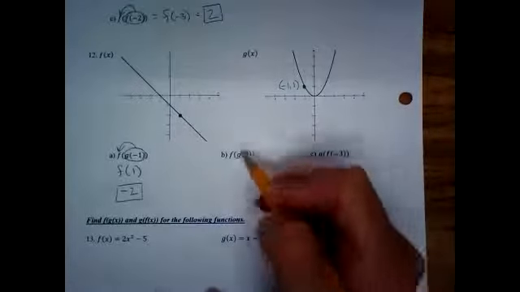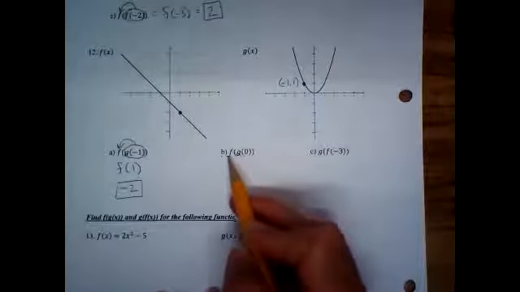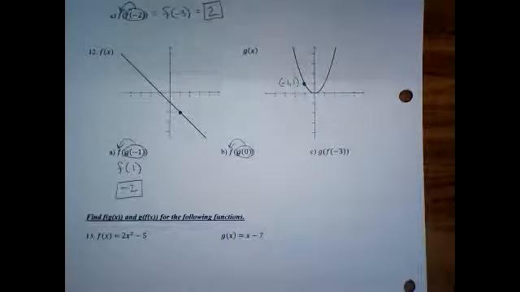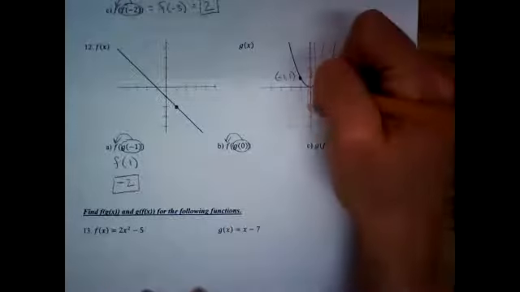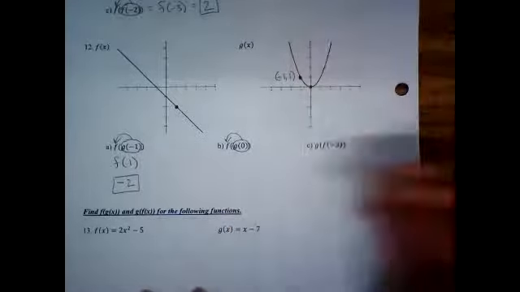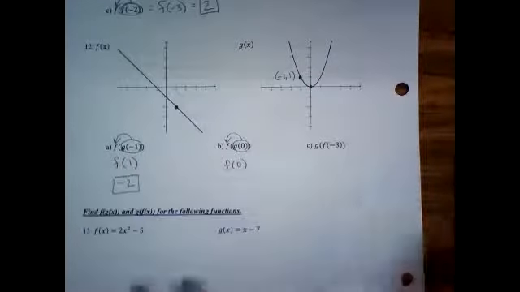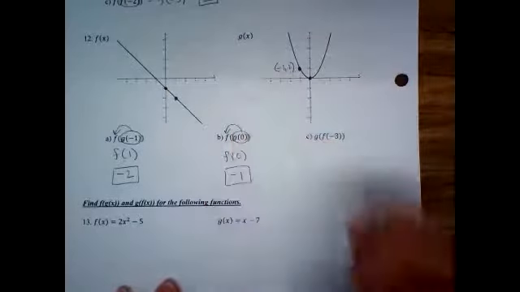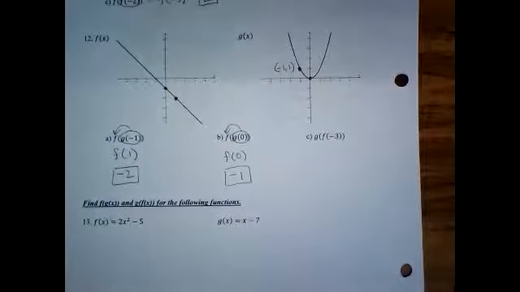You ready? Which function do we start with here? g. g of 0, whatever you get, you're going to pass it along. So what is g of 0? 0. 0, 0, because it's on the origin. So f of 0 would be right here, -1. There's kind of no work for these. You're just looking at the graph.